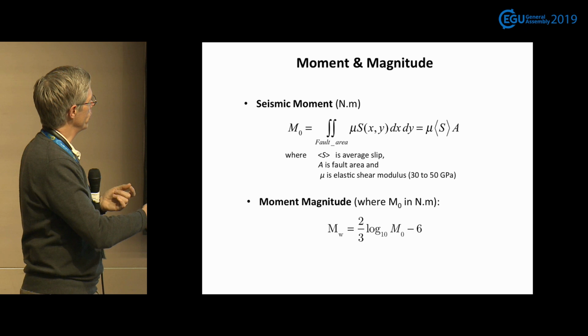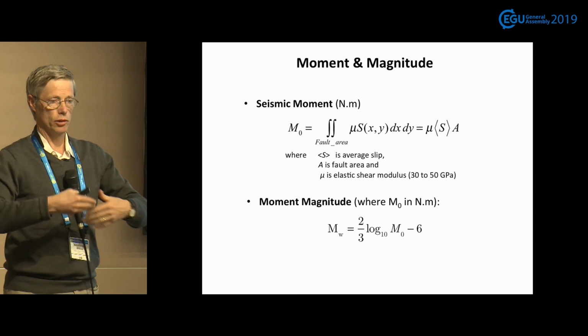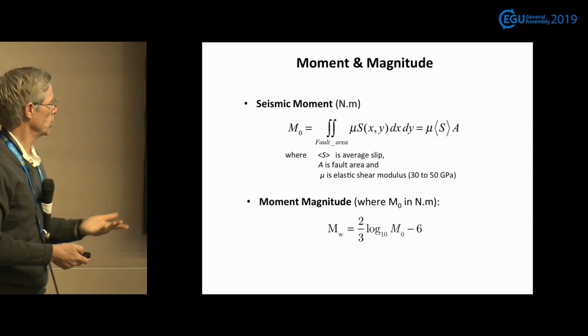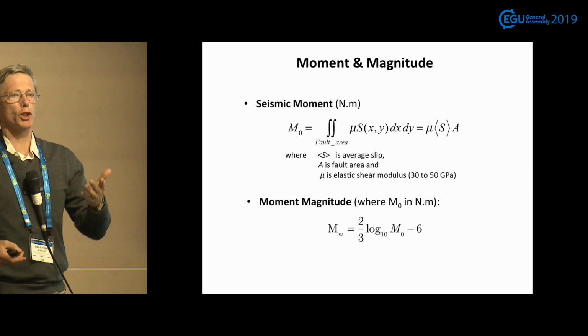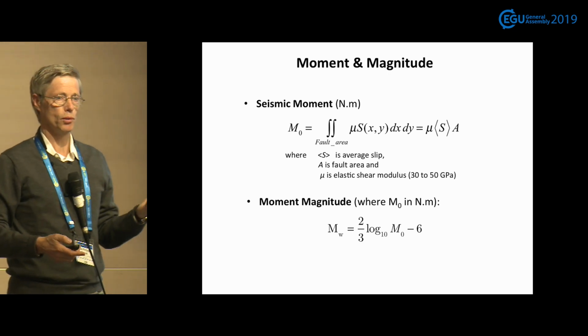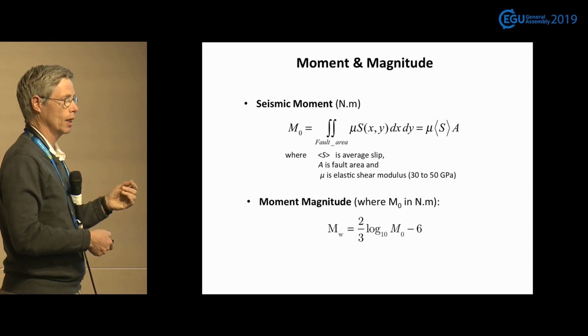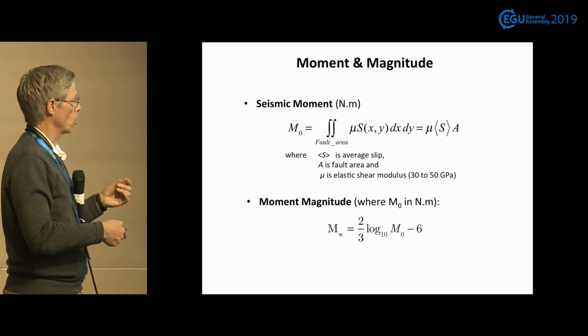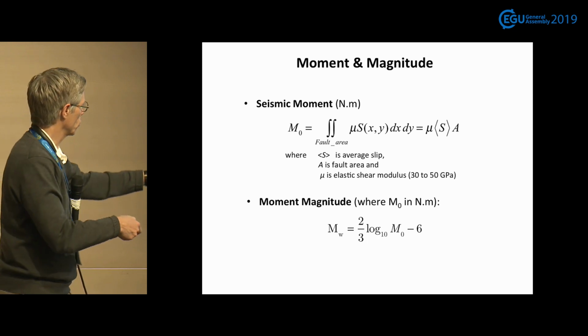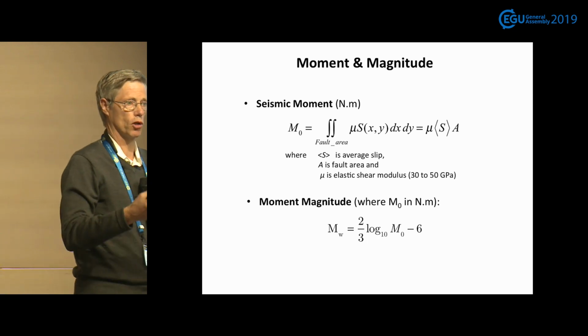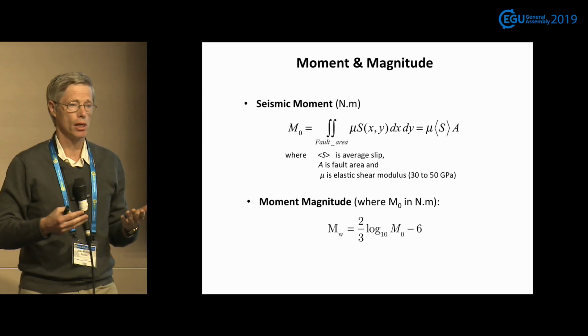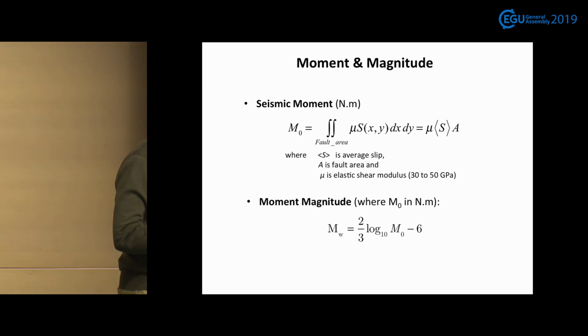So this gives you the area, and you multiply by the elastic properties of the crust to get the moment. You are probably not used so much to the moment, because generally what we report is the magnitude. The magnitude is the logarithm of the moment with a coefficient, but it's a logarithmic scale that depends on the moment.